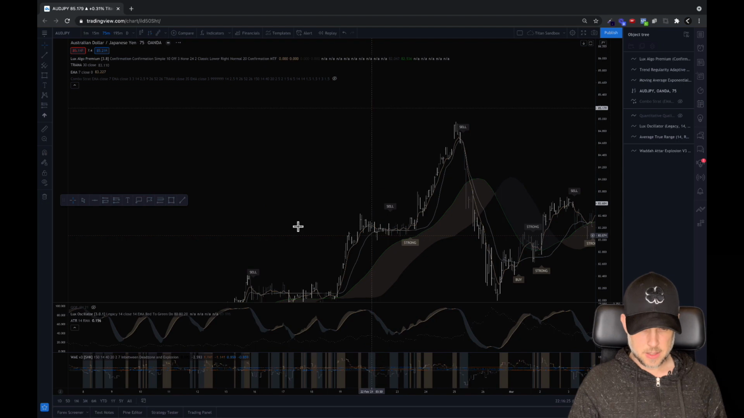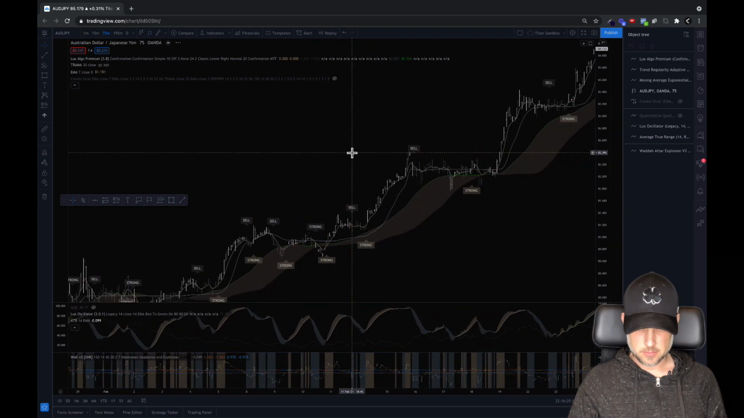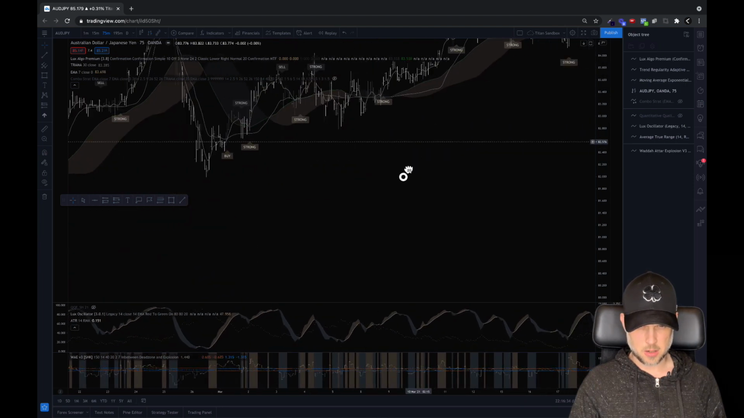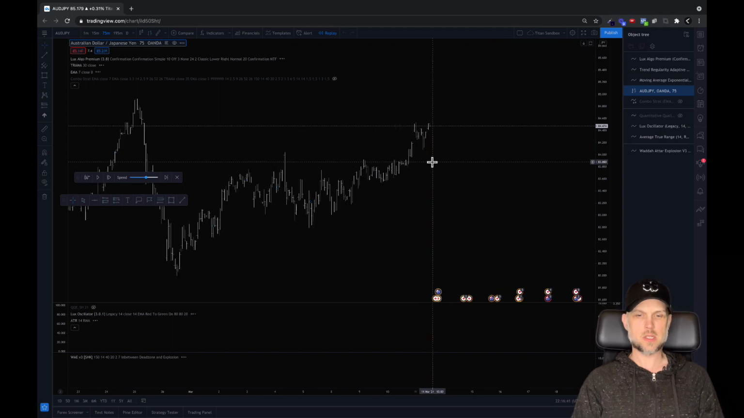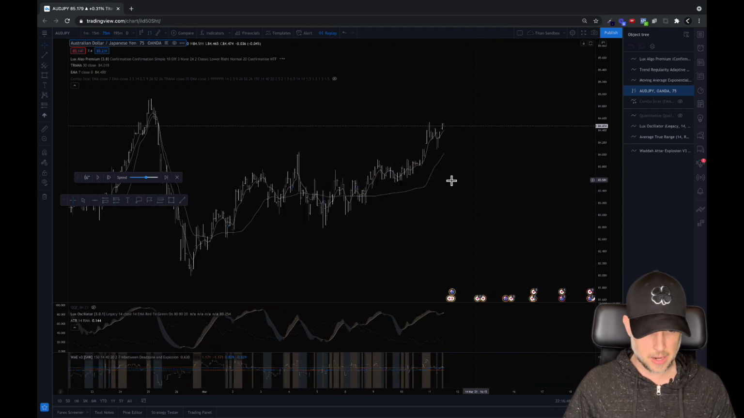Let's go back in time to, well, that's way too obvious. Let's find some consolidation here and work in some consolidation. Here's some consolidation. We'll start the replay just before this consolidation, so we can see how it works within consolidation and how I identify consolidation.